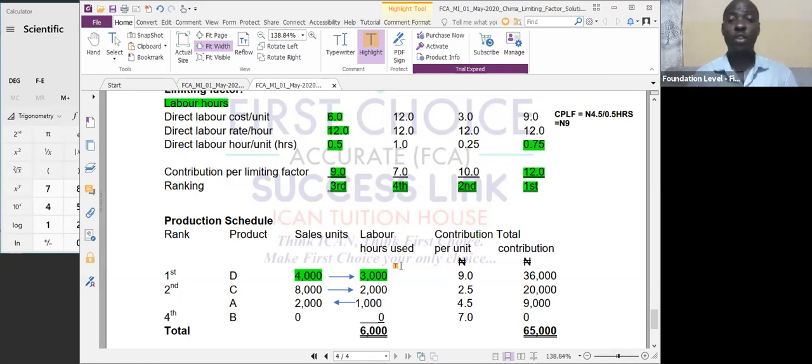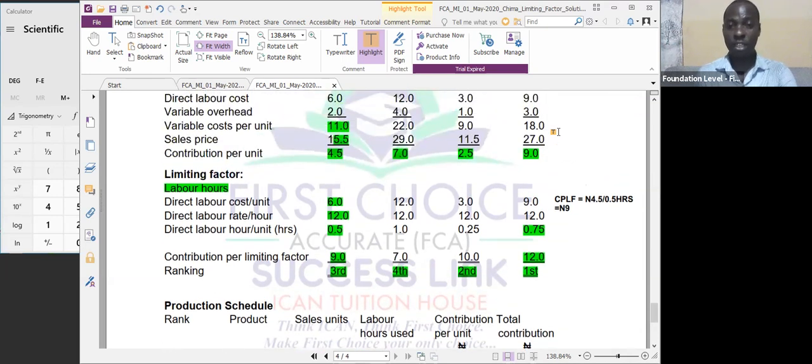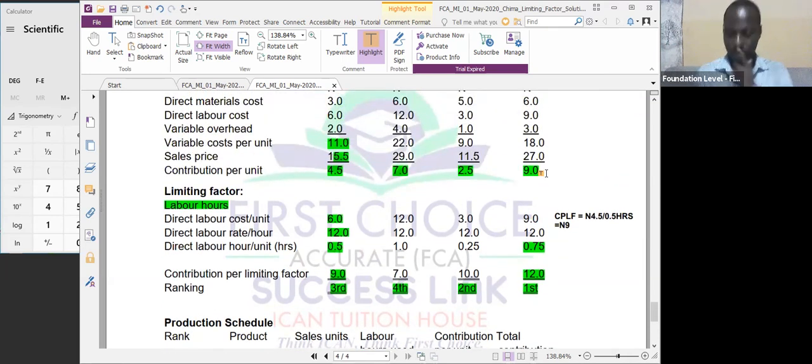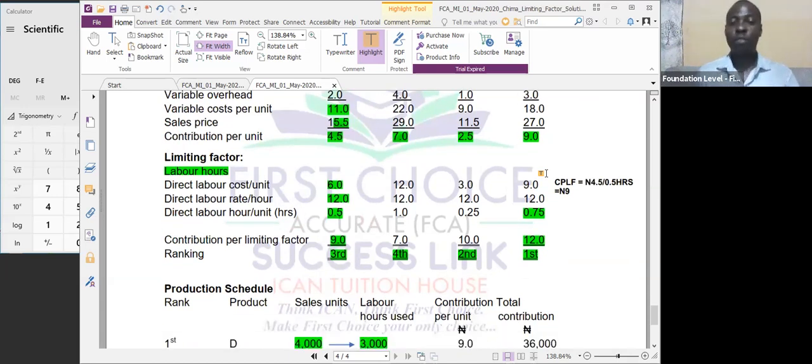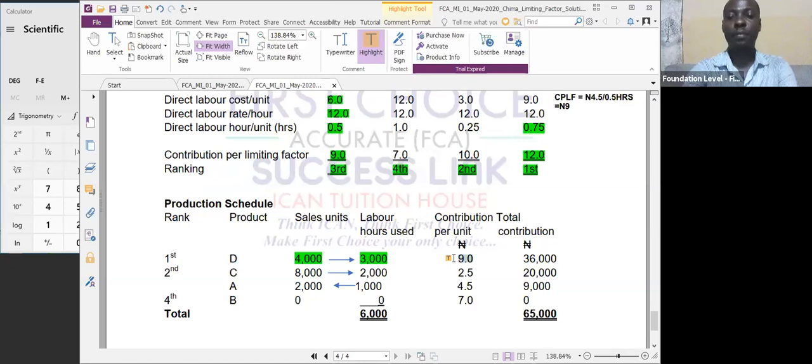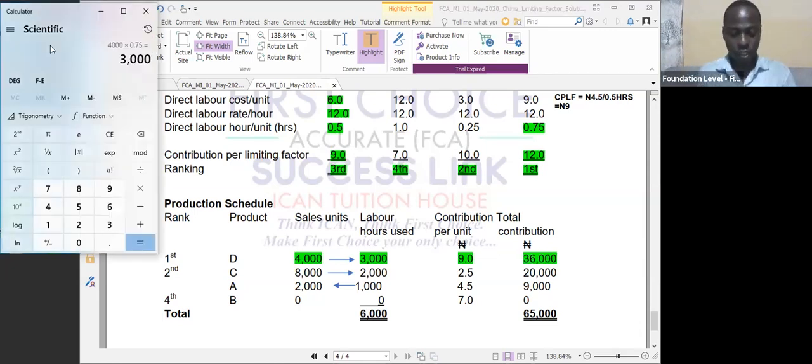What is going to be the contribution per unit? We've identified it as step 1. Contribution per unit for D, see it here, is 9 naira. So we have worked it out. So we bring our 9 naira here and use it to multiply 4,000 units to get your contribution. So let's do it together. 4,000 units to be sold at a contribution of 9 naira per unit, 36,000. That's how we got our 36,000 here. Now we've done with D.